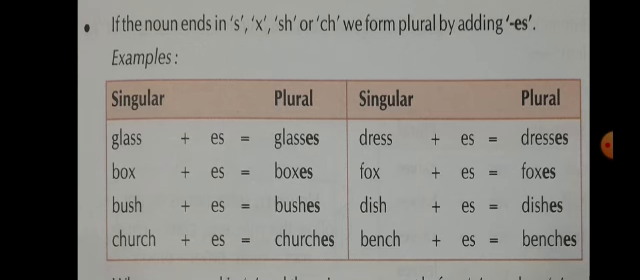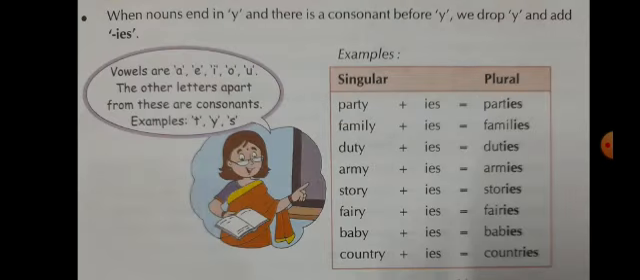We will add es. Next, in the last of box is x. So, that is why we have added es. In the last of bush is sh. That is why we have added es. And in the last of church is ch. That is why we added es and it made churches.